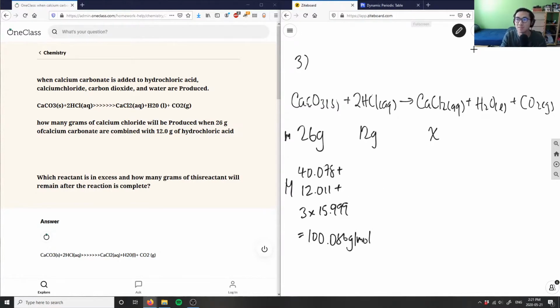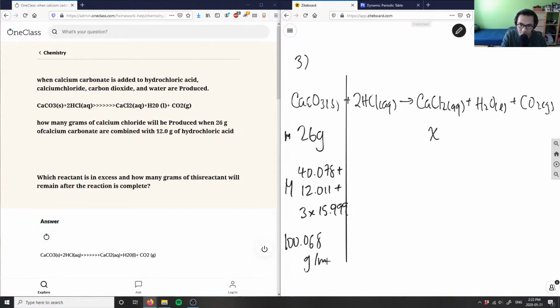And what about the molar mass of my hydrochloric acid? Let me draw a line here. Let me draw it this way and rewrite this. The molar mass is 100.086 grams per mole. Again, I have 12 grams of hydrochloric acid.